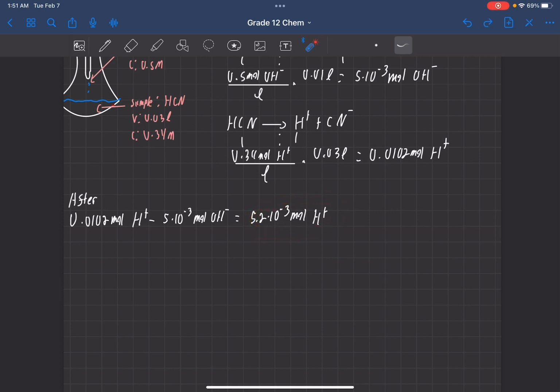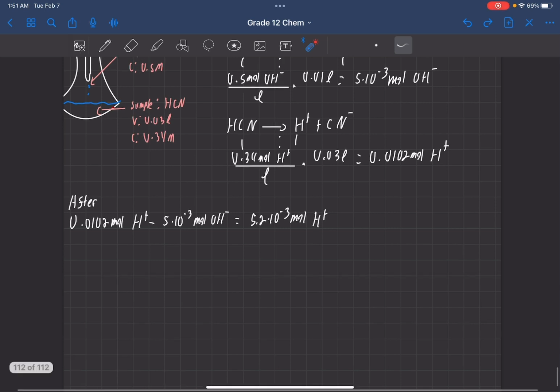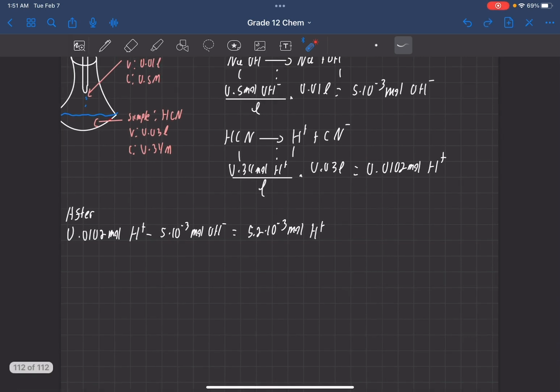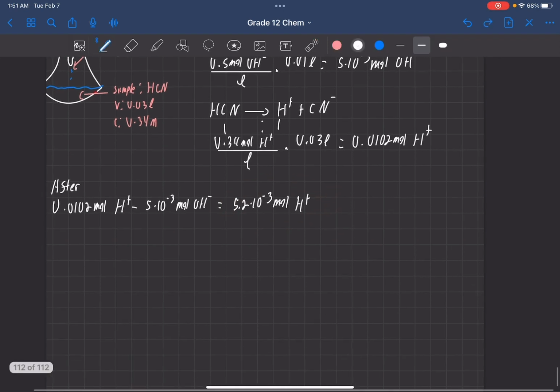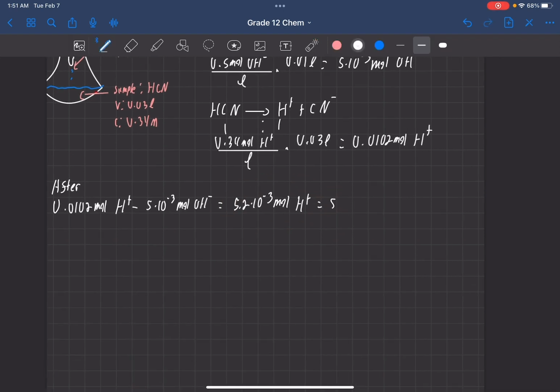that was left unreacted. If this is unreacted, then that means that this amount did not apply to Le Chatelier's principle. There was no hydroxide that was reducing this H+, causing this HCN to dissociate any further. So this 5.2 times 10 to the negative 3 moles of hydronium is also equal to 5.2 times 10 to the negative 3 moles of unreacted hydrocyanic acid.